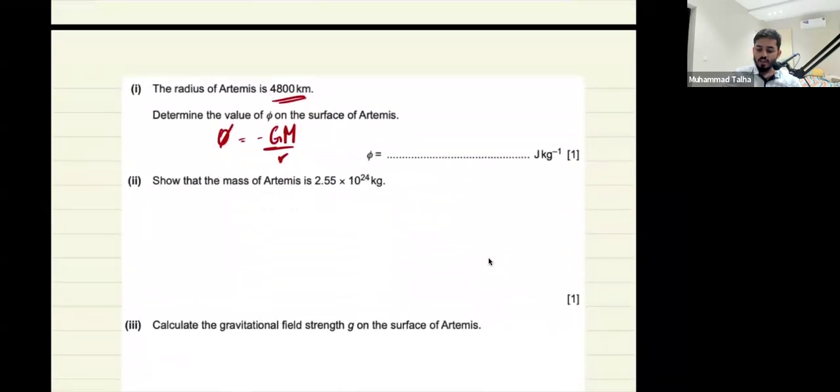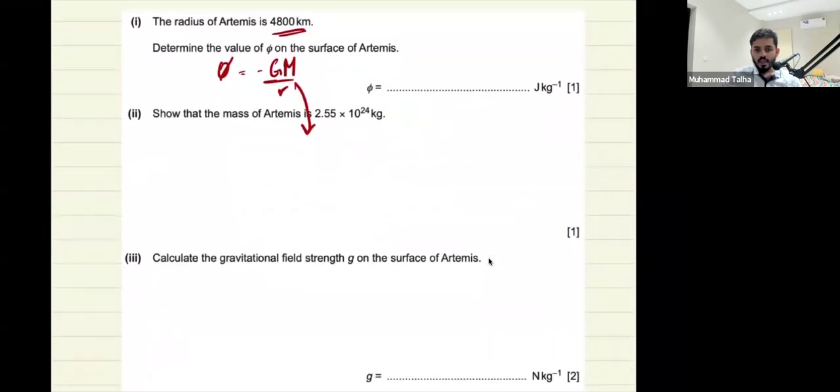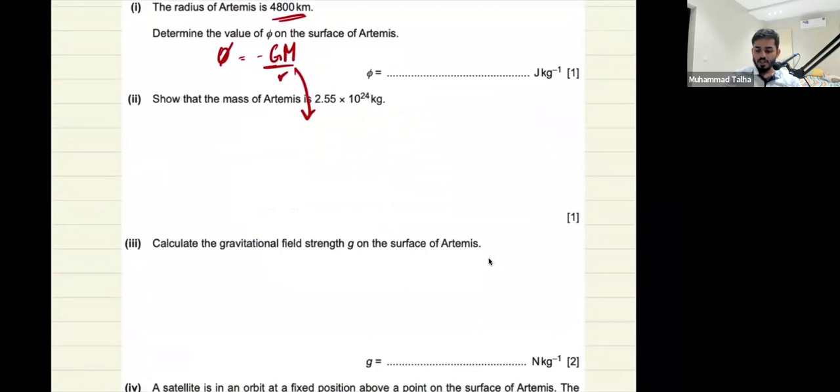Once you find phi, then you can use phi equals GM over r here and find out the mass. And then finding gravitational field strength is also not very difficult. It's capital GM over r square. Now that you know M and that you also know the radius, finding this is very straightforward.